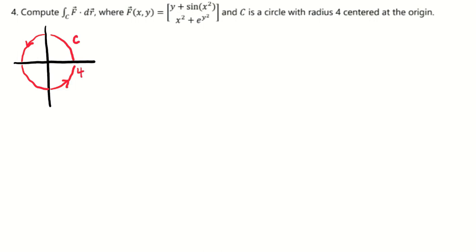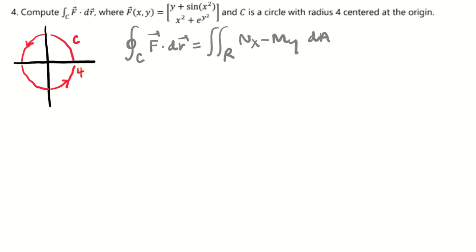All right. So now we're probably going to want to use the fact that the path integral is equal to the double integral of N_x minus M_y dA. We're going to go over here and take N_x, and that's going to be 2x plus 0. M_y is going to be 1. 2x minus 1 again? That's too bad.